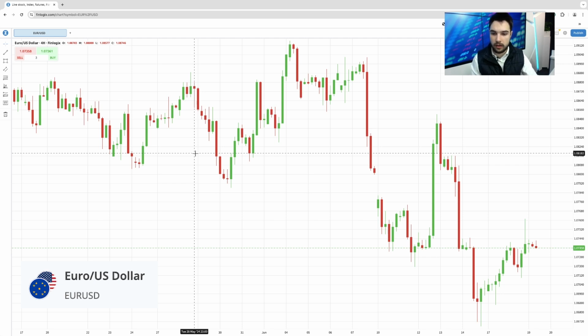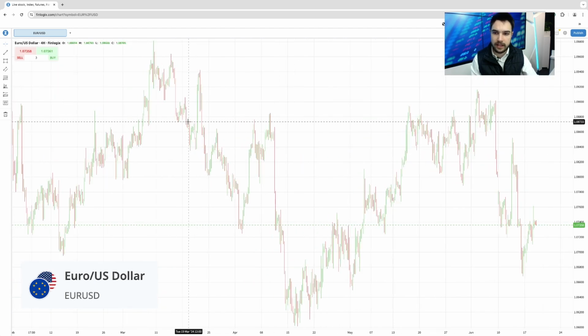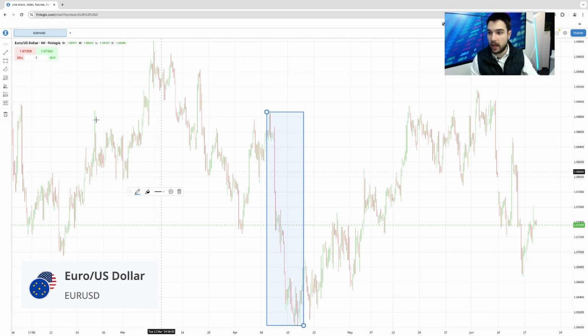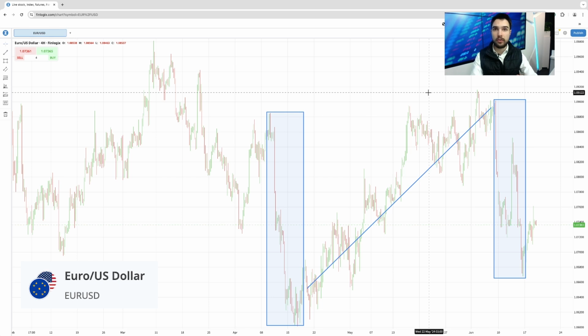So if we just zoom out a little bit here, we can see that there are huge moves happening on the short side for Euro Dollar, right? Like this one here, and we have another one that just happened a few days ago, this one here. And of course we do have this up move. Now, you can be swing trading on this, and you can be scalping on this as well, and we're looking at exactly the same thing.